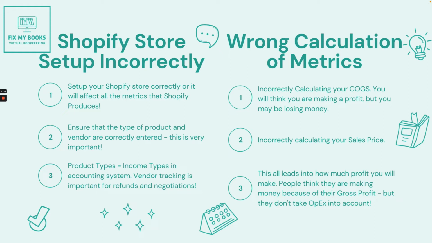And third, the reason why the product types are so important, and the vendors as well, is because the product types become income types in your accounting system. And the vendor is important per product. Let's say you have two sets of mugs, right? Mug A is from vendor A and mug B is from vendor B. Even though they look like the same mugs to your clients, they are different. And with this, if your store is set up correctly, you can track from the same type of mug, vendor A seems to have a lot more returns. Why is that? There must be some quality issues with vendor A.